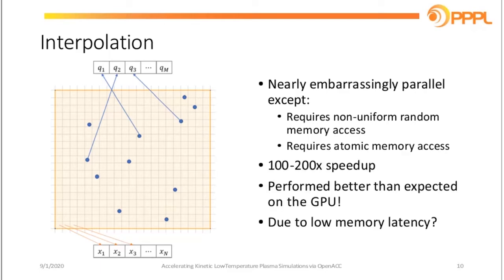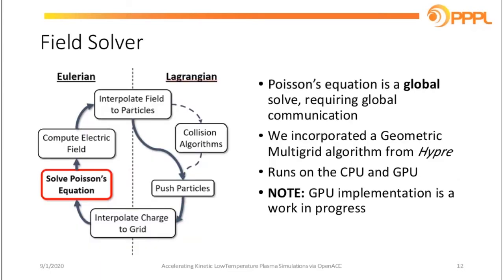But we weren't really sure what to expect from speeding up this algorithm, and we actually saw a speed up between 100 to 200 times, which was definitely better than we expected. We haven't dug into why this is the case, but I'm assuming it's down to low memory latency in some respects. So that was a really interesting outcome for us.